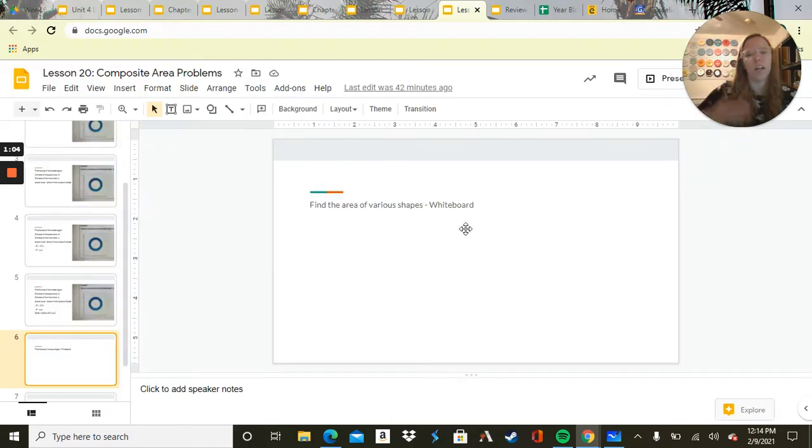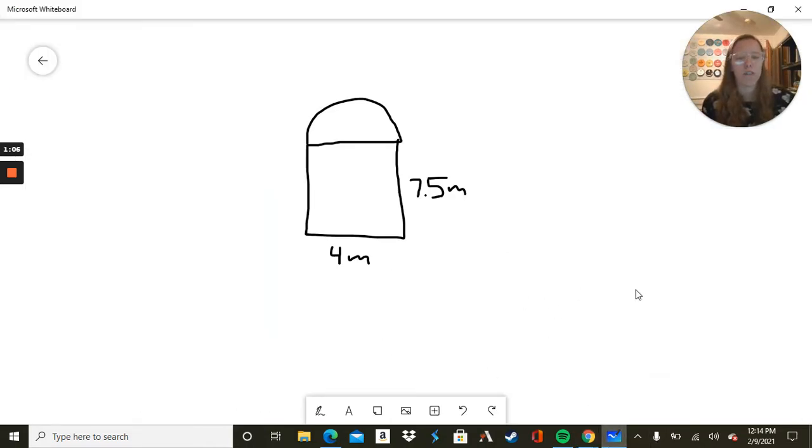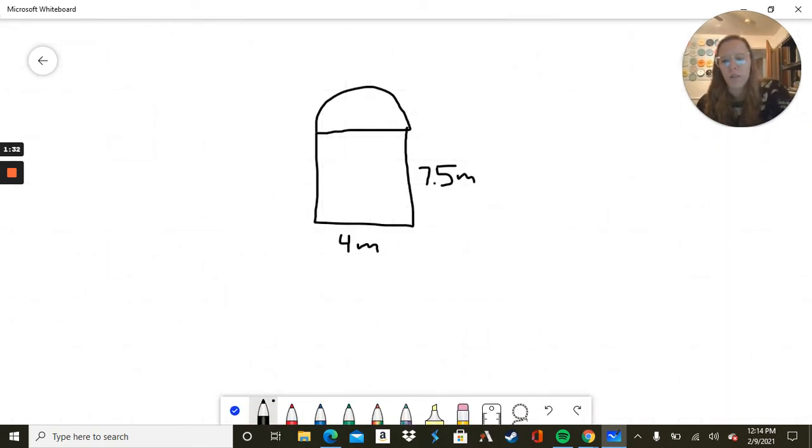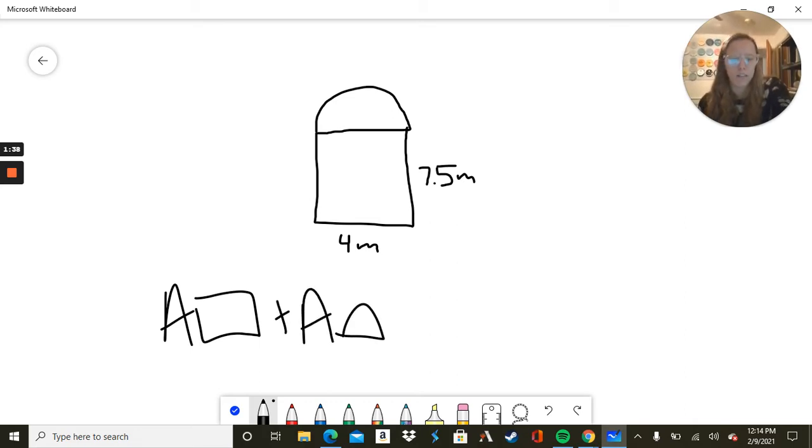Okay, now we're going to go to the whiteboard, look at some various shapes to find their areas. First we have a rectangle with a semicircle. This whole area on that side, the whole height, is 7.5 meters. So basically what we're going to do is find the area of the rectangle and add it to the area of the semicircle. And that'll equal the area of our shape.